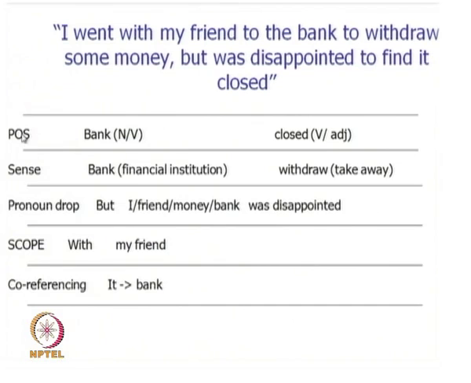So, here is the first layer, the part of speech layer. One or two examples of this are given. Bank can be noun or verb, closed can be verb or adjective. Similarly, find can be noun or verb. Then we see the next layer, which is the sense disambiguation layer.